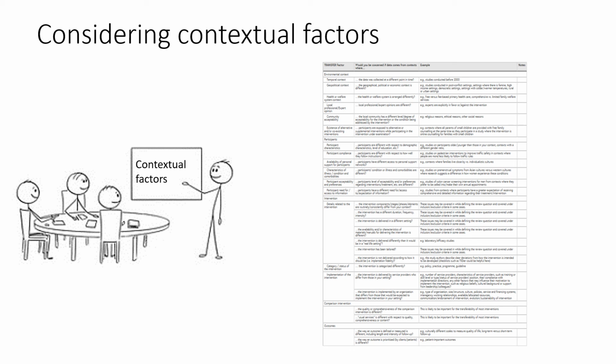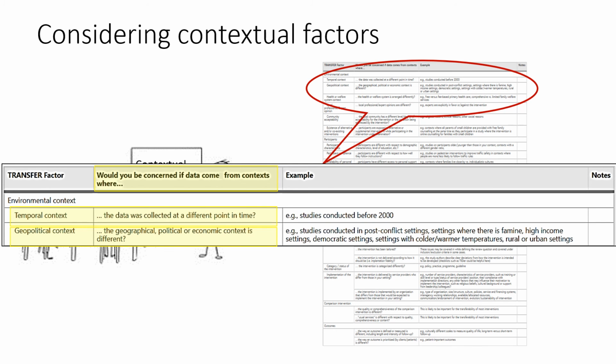This is based on a structured conversation guide that acts as a list of prompts for discussion. The end users are asked to consider if they would, for example, be concerned if data comes from contexts where the data was collected at a different point in time, or the geographical, political, or economic context is different. At the end of this meeting, the review team is left with 3 to 5 hypothesized transferability factors that can then be used to conduct subgroup analyses in reviews of effectiveness, or to explore when discussing review findings from qualitative evidence syntheses.